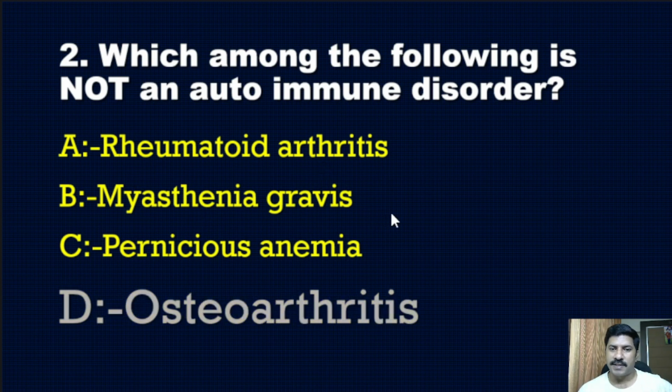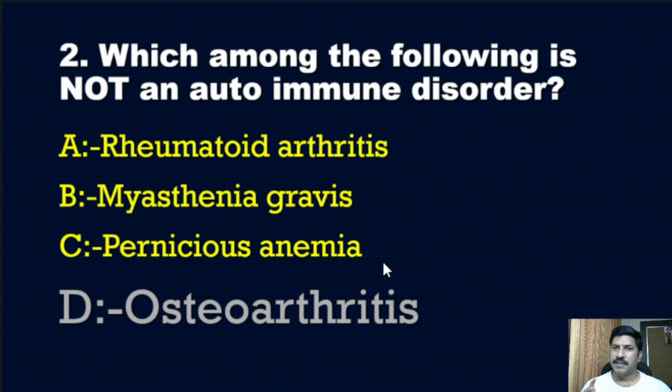Rheumatoid arthritis and myasthenia gravis we know are autoimmune diseases. But in the case of pernicious anemia, there are several causes. One of the causes is an autoimmune disorder, that is, antibodies against the intrinsic factor of the stomach lining. The antibodies destroy the intrinsic factor, which helps in the absorption of vitamin B12. So that is one of the causes of pernicious anemia.